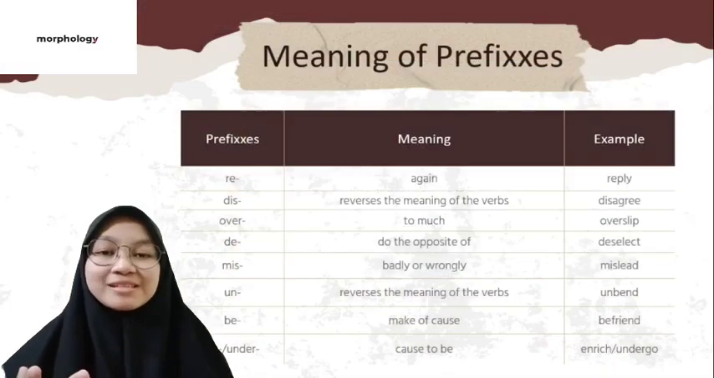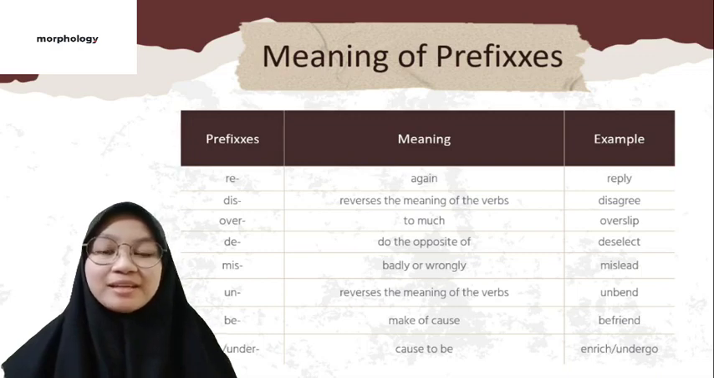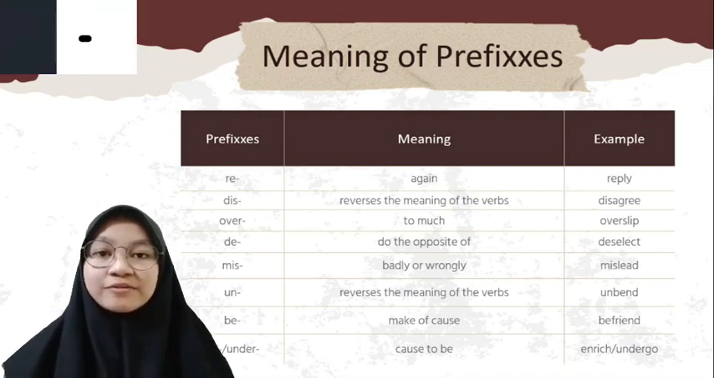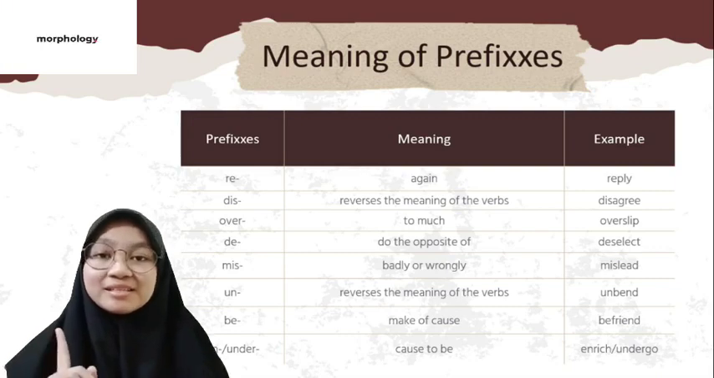Let's start with prefixes. Re means again. For example, replay. In the sentence, I want to replay the movie. Next is dis. If we add dis to a verb, it will reverse the meaning of the verb. For example, disagree. In the sentence, I disagree with your answer.